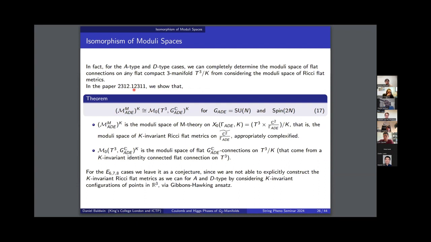So for the A-type and D-type cases, we can completely determine the moduli space of flat connections on any compact flat 3-manifold, T3 mod K, by considering the moduli space of Ricci-flat metrics. And so the isomorphism is in this equation 17.